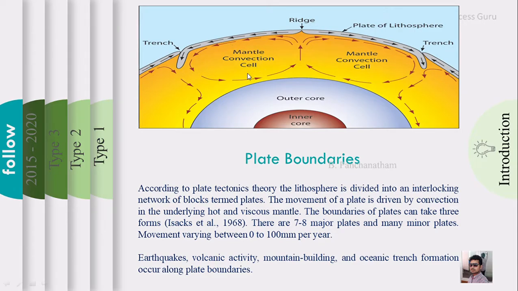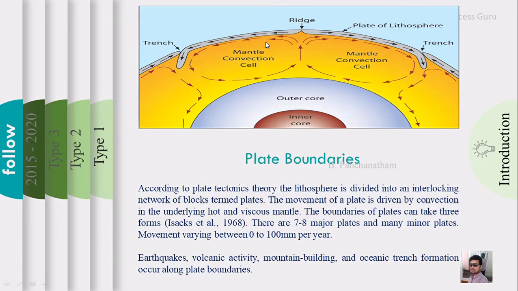The hot and low density material tries to move up, and in the same way the cold and high density material tries to move down. As this is highly viscous, the movement will be very slow, but it will also drag the plate that lies above it. This dragging leads to the movement of the plate. That is what is mentioned here. So the convection in the mantle is the reason for the movement of these plates.